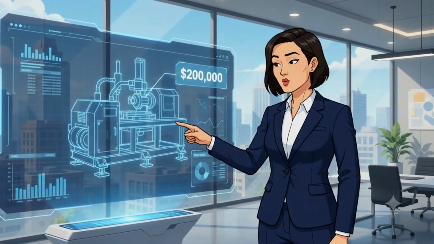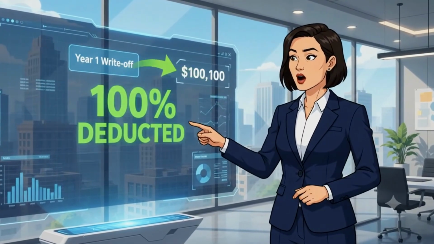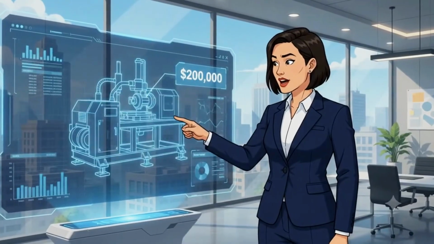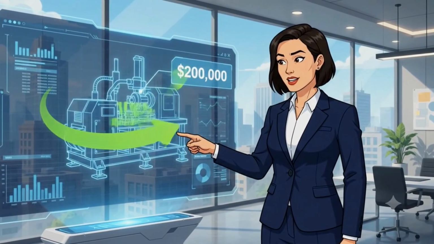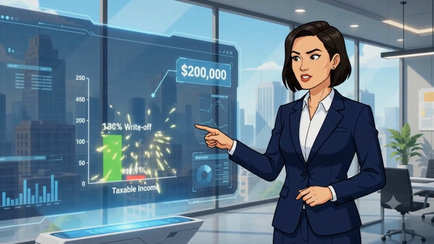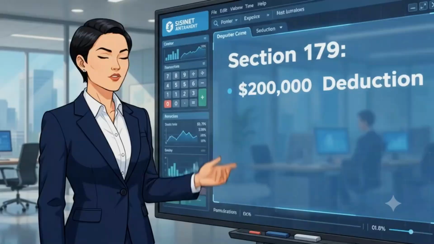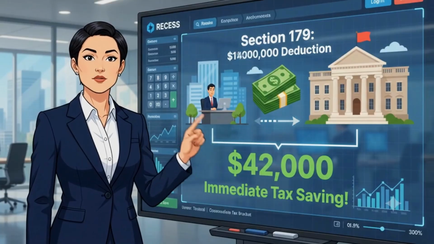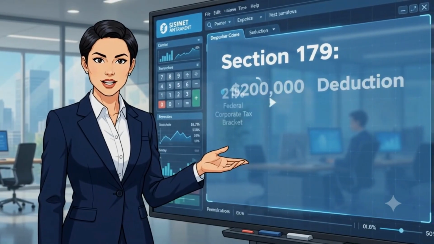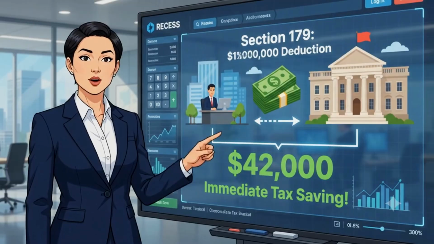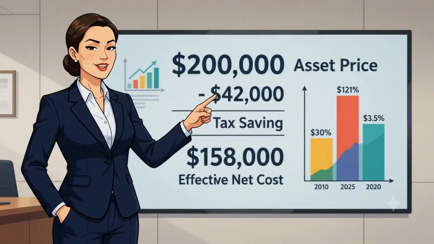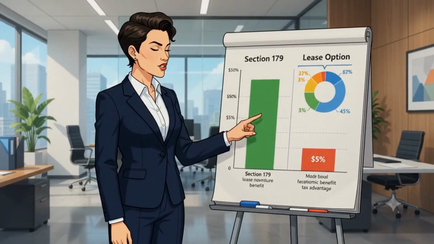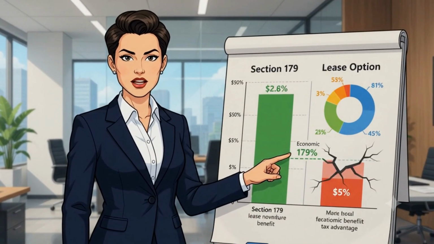For the 2026 tax year, that limit is $2,560,000. That means a business buying a $200,000 piece of equipment can write off the entire $200,000 immediately, reducing taxable income by that full amount in year one. For a business in the 21% federal corporate tax bracket, a $200,000 Section 179 deduction generates a $42,000 immediate tax saving. The effective net cost of a $200,000 asset becomes $158,000. No lease can replicate that immediate economic benefit.